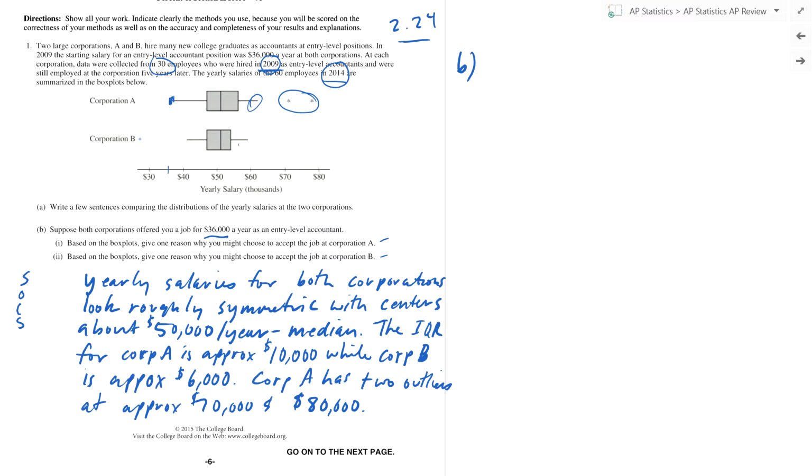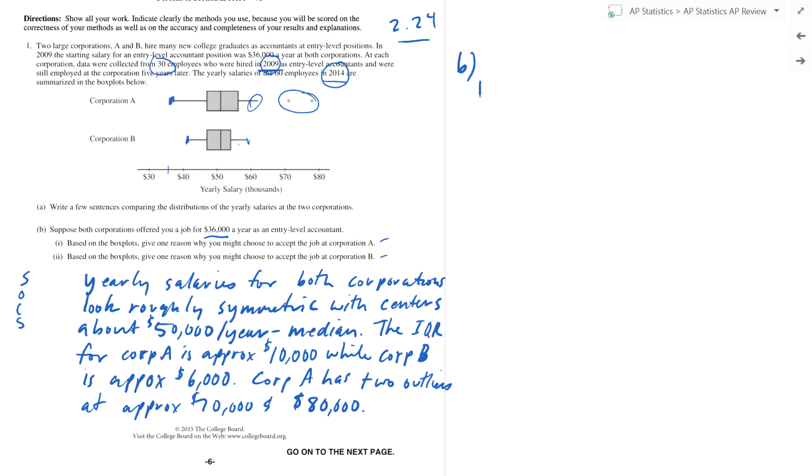Corporation B, it looks like the minimum salary is about 40 and the max is 60. So I'm guaranteed, well, based on the 30 employees, all of the employees have at least gotten some sort of a raise from the starting 36. So that's why I would choose B. Okay, so you've got to communicate that context of the problem.